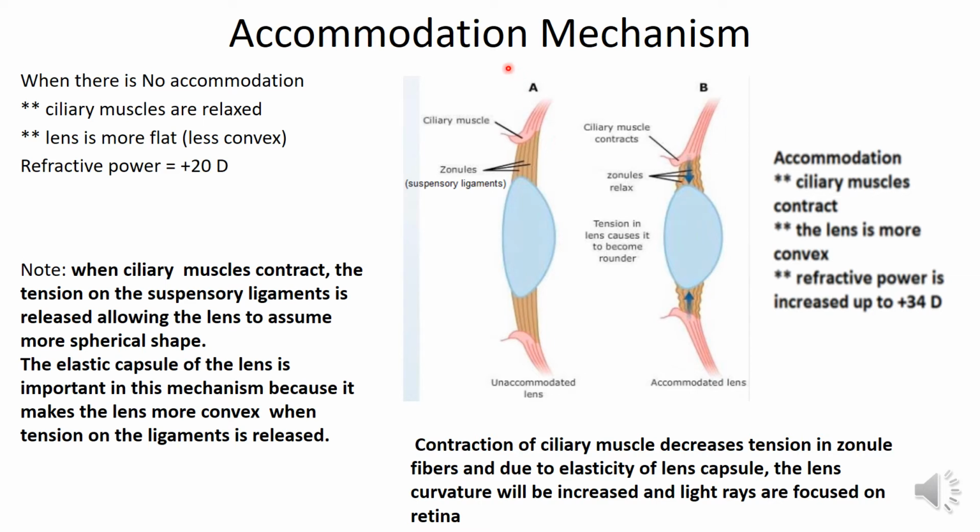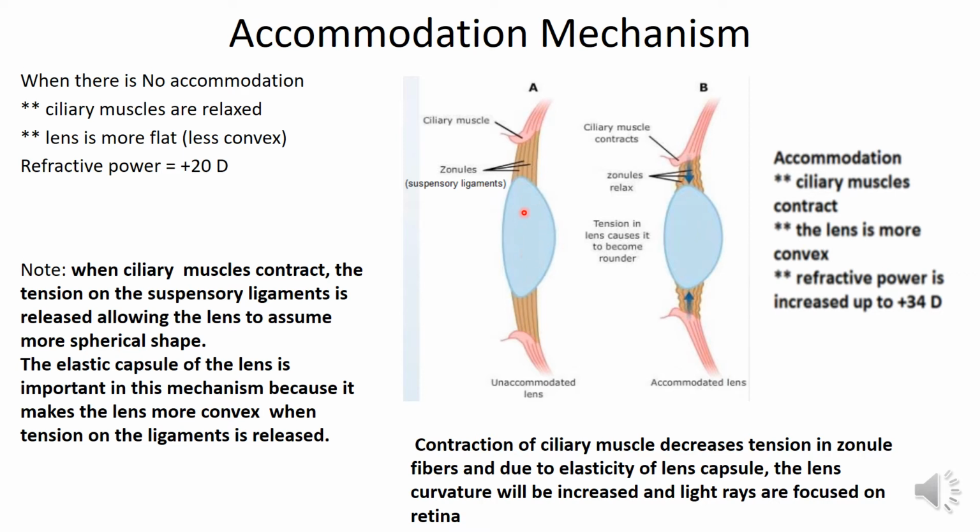Mechanism of accommodation. We remember that by accommodation, we mean that the eye has the ability to see objects at different distances from the eye. And this process of accommodation is done through the ciliary muscle. In order to understand this mechanism, we have to understand the relationship of the ciliary muscle to the lens.